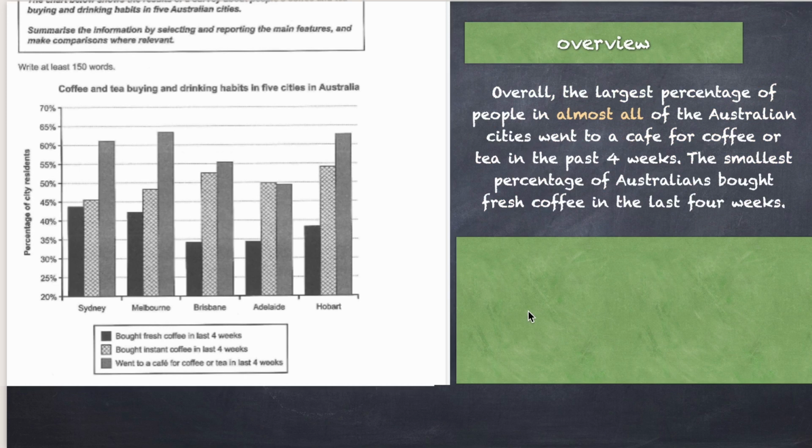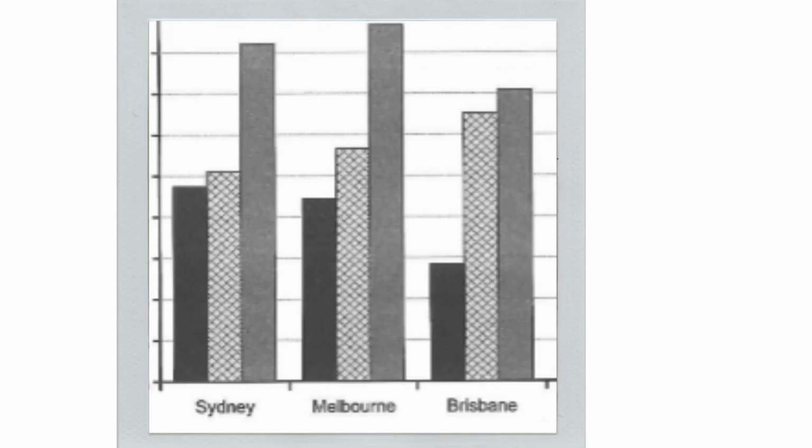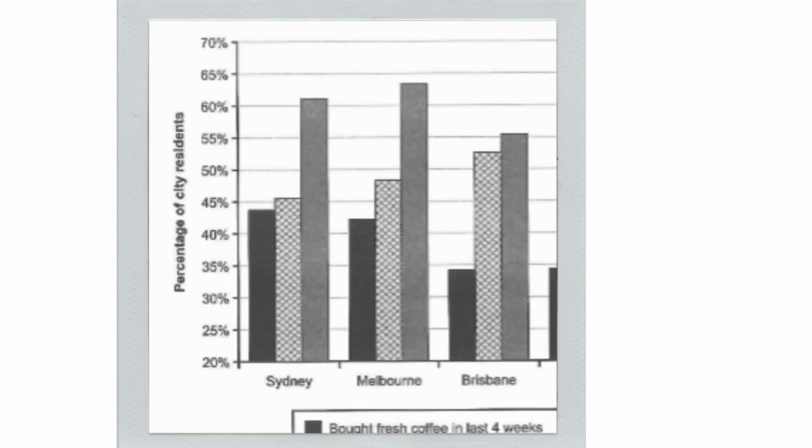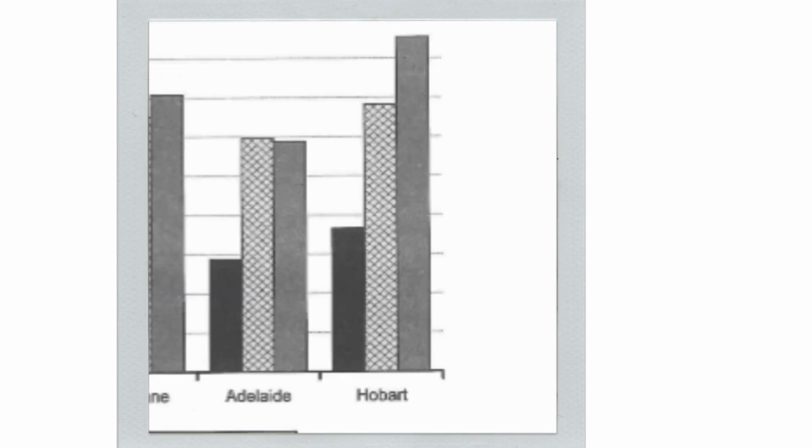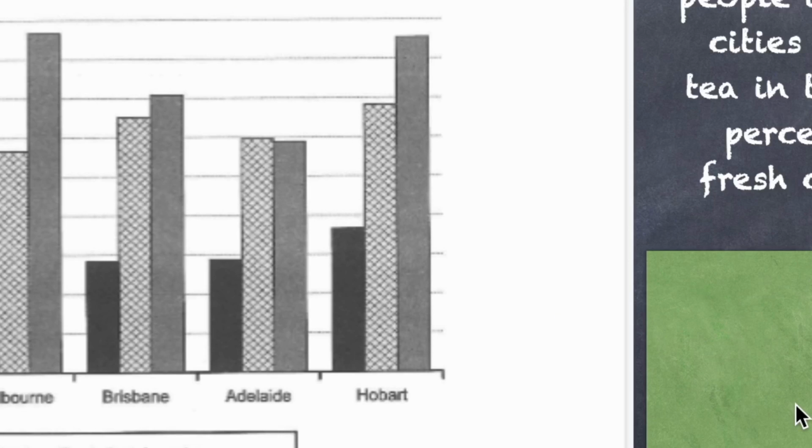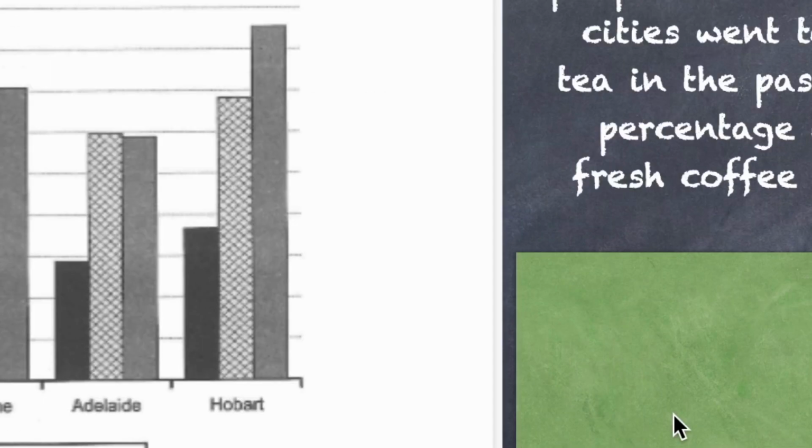And here we want to look at the biggest information and the smallest information. And what I see very clearly is, we'll call it the dark gray. The dark gray line shows that went to cafes for coffee or tea in the past 4 weeks was the highest. In Sydney, for sure. In Melbourne, it was the highest. In Brisbane, it was the highest. In Adelaide, it was slightly below. And Hobart was the highest.